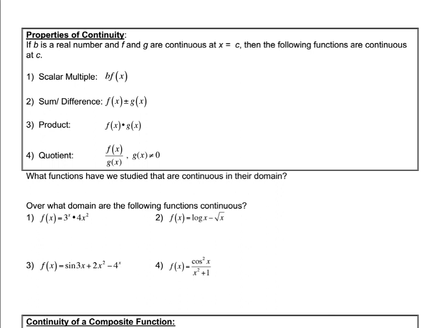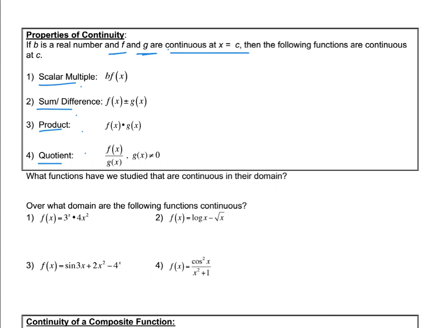But the properties of continuity when it comes to two functions that we know are already continuous at a certain point means that any operation of those two continuous functions is going to also be continuous. So you can combine them using different operations and the result is still continuous.